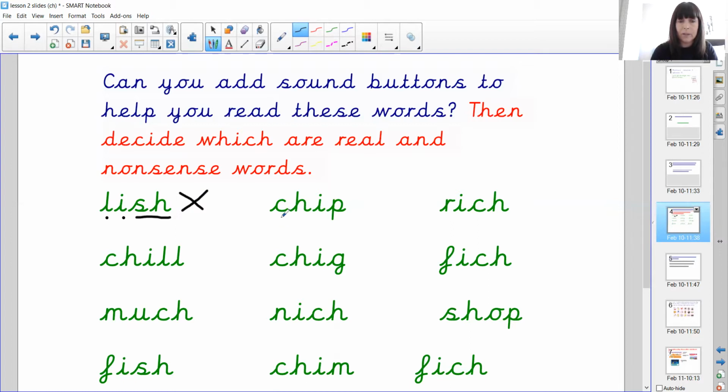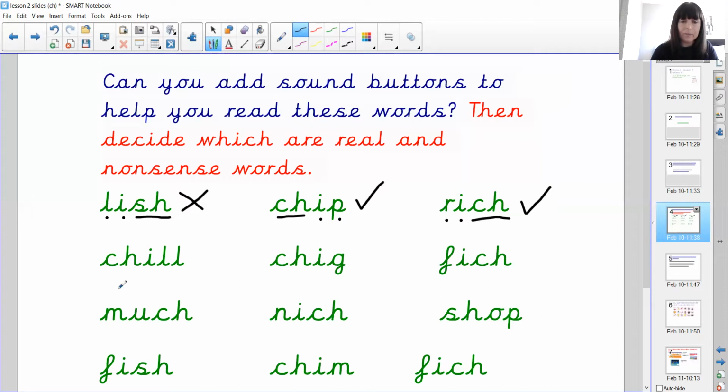What about the next one? Did you get this one? Ch, i, p, chip. Oh, definitely. Chips are one of my favourite things to eat. This one, r, i, ch, rich. Oh yes, we'd all like to be nice and rich, wouldn't we?